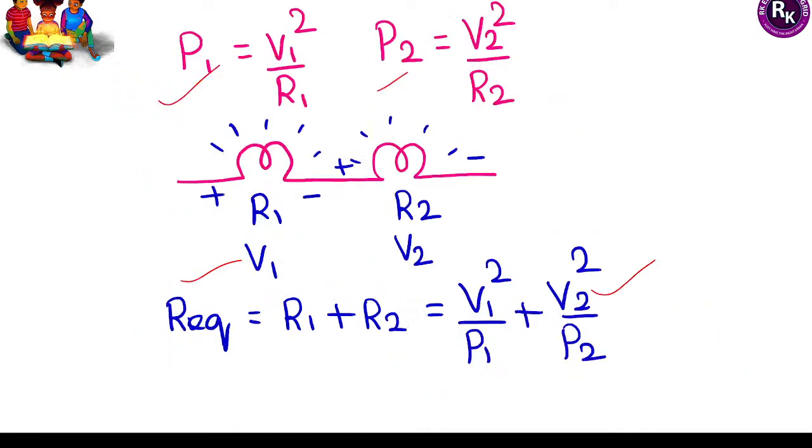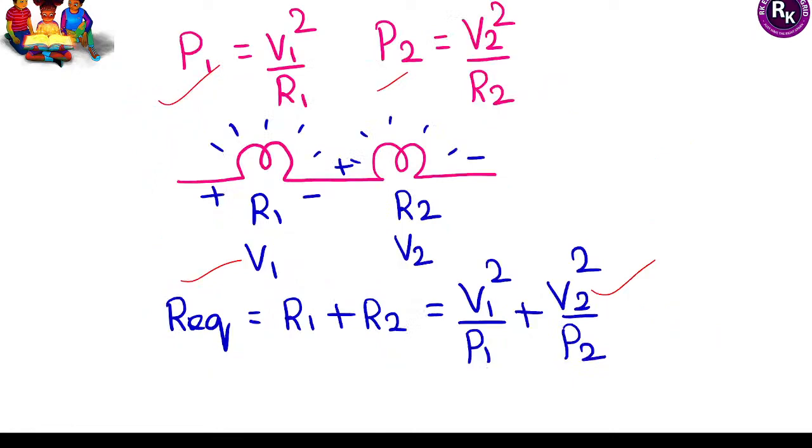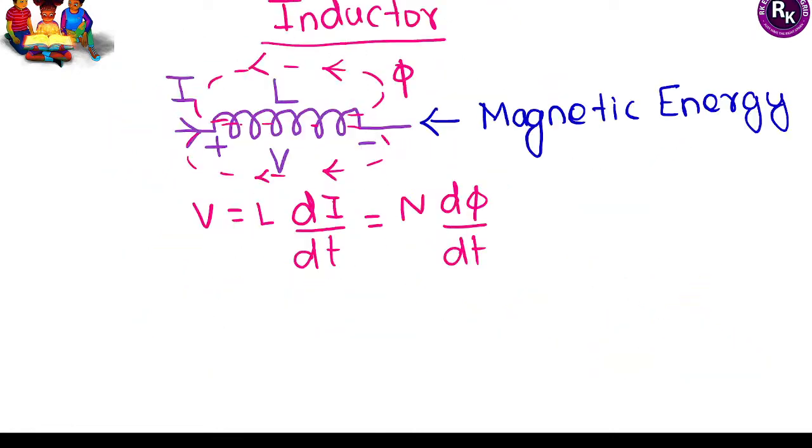What is the reason behind this? In a series circuit, voltage will be varying. In a parallel circuit, current will be varying. So you will have to define the elements' rating in series circuits in terms of voltage, and in parallel circuits in terms of current. Next, let us discuss the inductor.